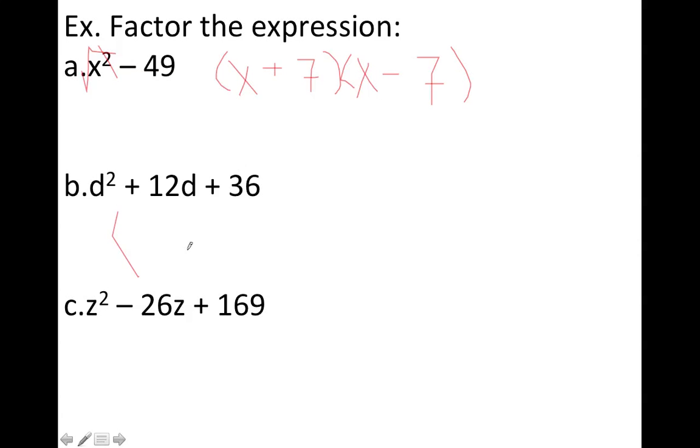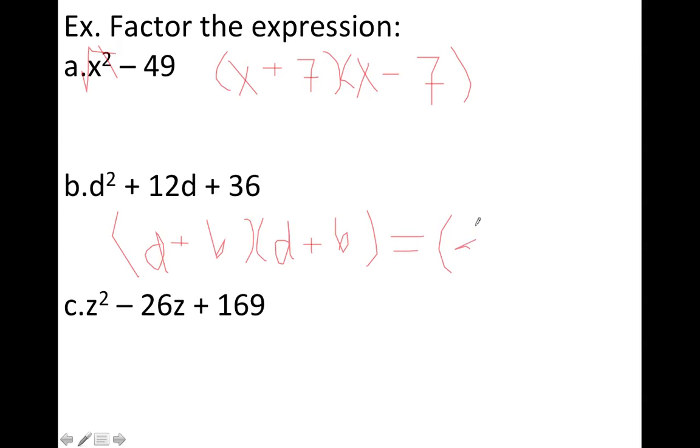Our next one, B, if you don't recognize that it is a special pattern, you split up your first term. And we need 2 numbers that multiply to be 36 but add to be 12, which are 6 and 6. And they'll both be positive. So you can either write it like this, d plus 6 twice, or you can write it as d plus 6 squared.